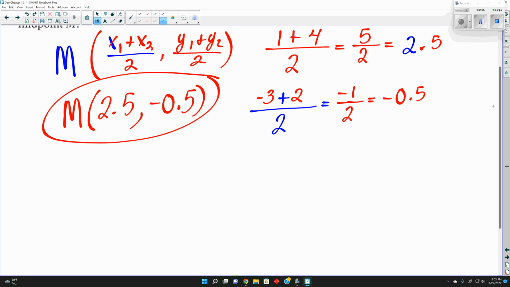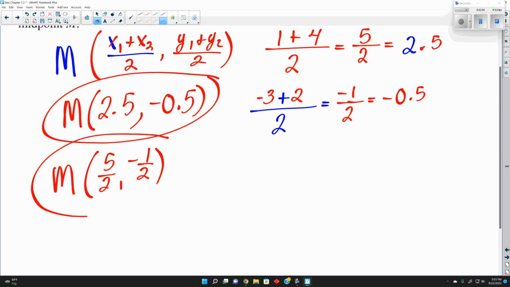Now, if you wanted to, you could have left it as a fraction. We don't have to convert it to a decimal if we don't want to. I will take either form because 5/2 and 2.5 are the same thing. 1/2, -1/2, and -0.5 are the same thing, yes? I will take either one. Questions on this here?